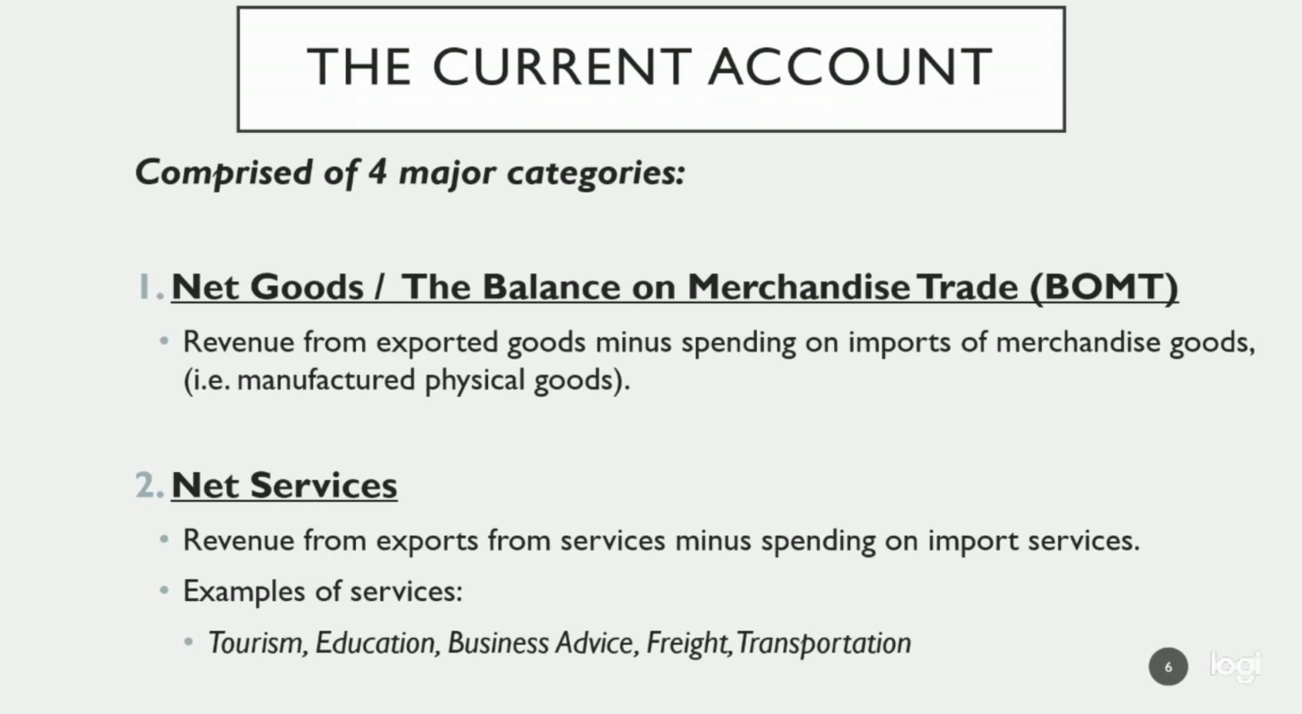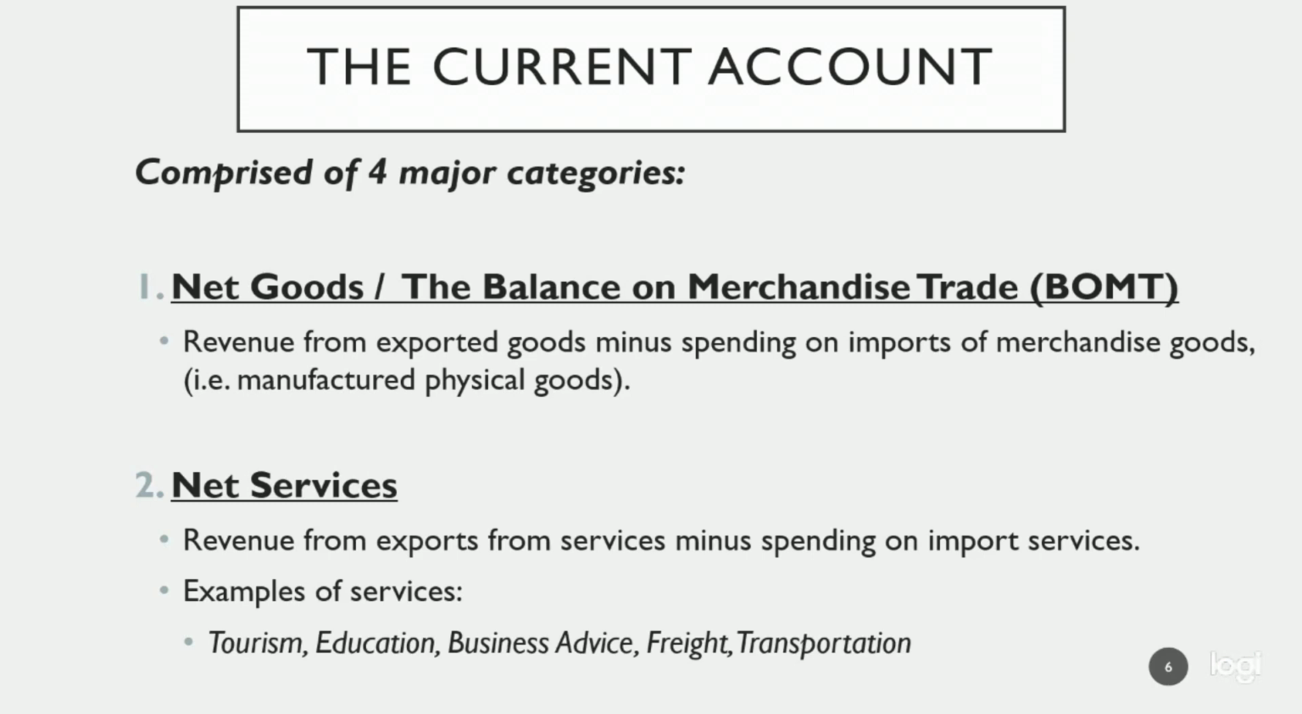So an example is the purchase of physical goods. Now, net services follows the same logic, except we're obviously selling and buying services instead. And so some examples that you might think about is the tourism industry, the education industry. Sometimes we purchase financial advice. There are also freight and also transportation costs as well.